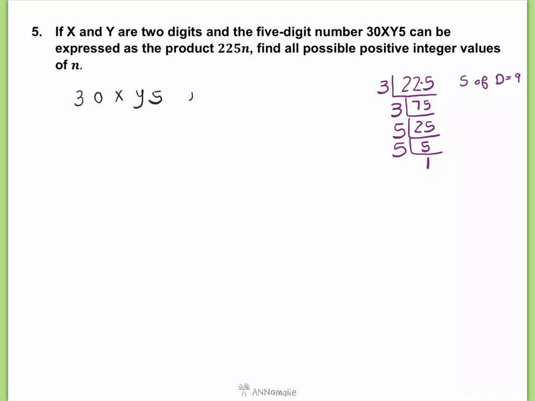We can say that this number 30xy5 is divisible by 9 and 25.